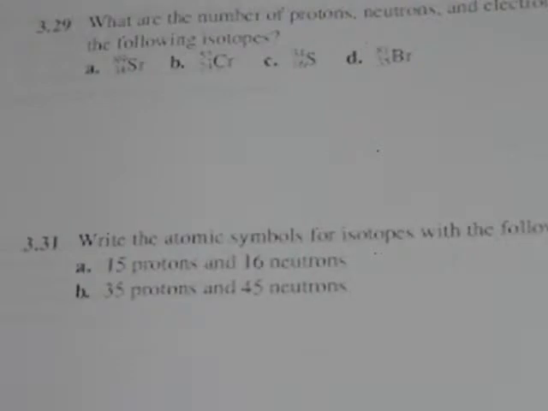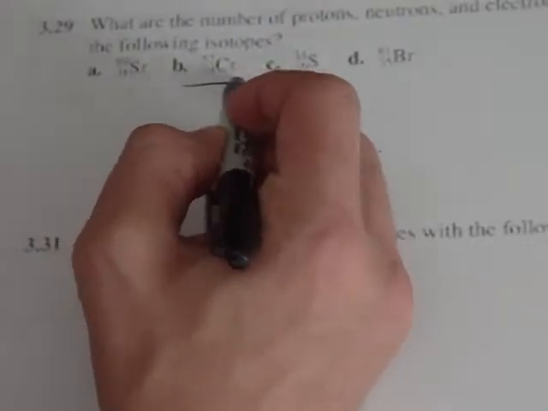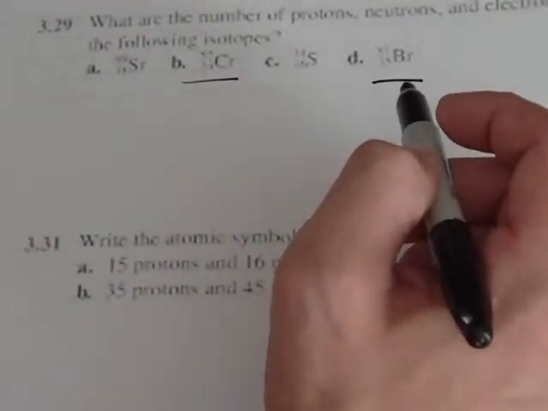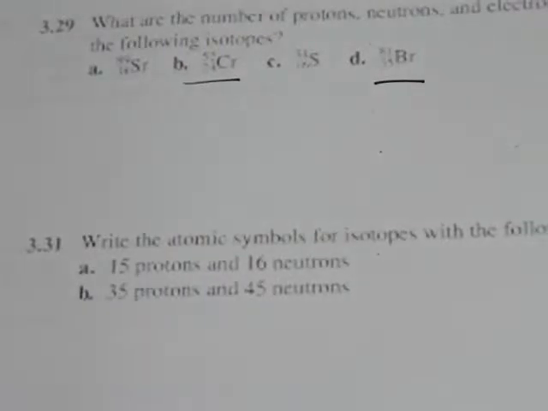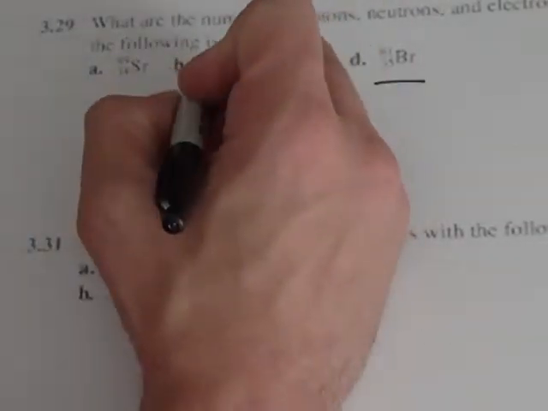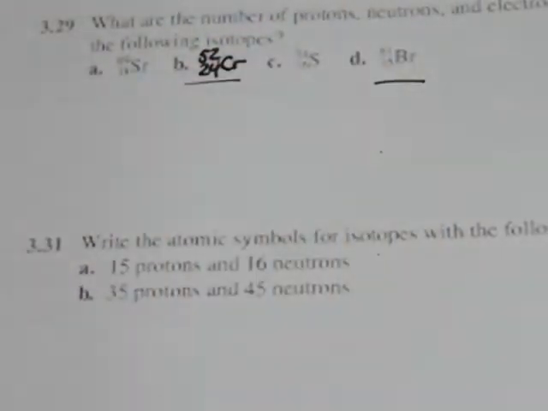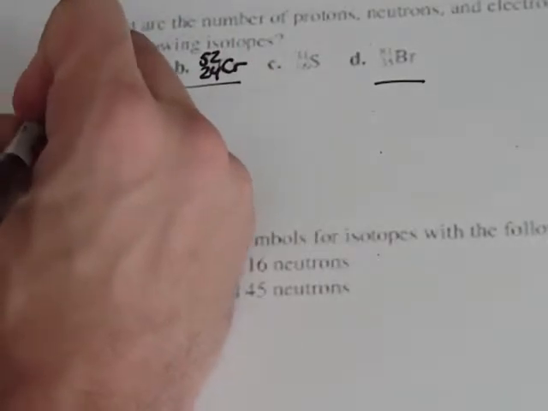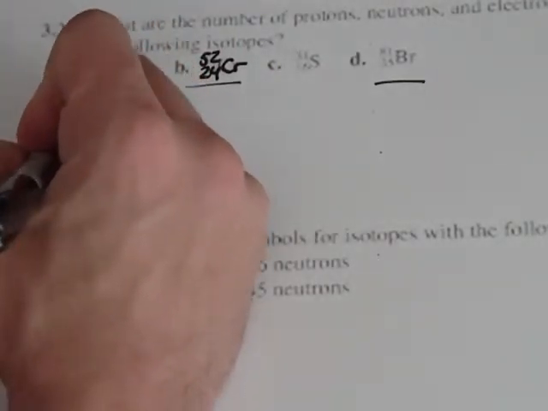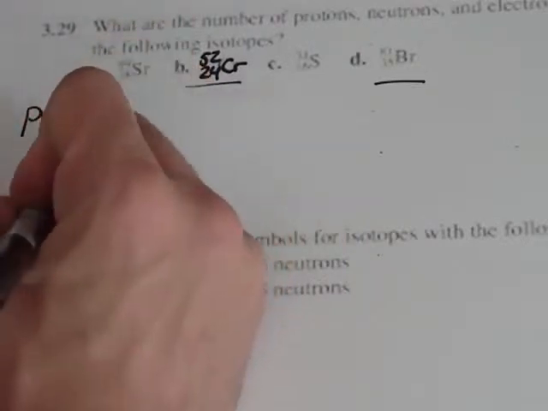The next question is 3.29. What are the numbers of protons, neutrons, and electrons in each of the following isotopes? And so we can look at B and D. All right, it's kind of blurry here. So chromium, we have chromium with the 24 on the bottom and a 52 on the top. So protons, neutrons, electrons.